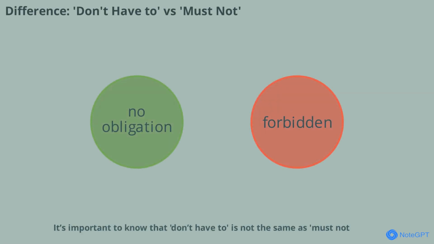It's important to know that don't have to is not the same as must not. Don't have to means something is not required, but must not means something is forbidden. For example, you don't have to pay means it's optional, but you must not pay means you are not allowed to pay. Mixing these up can cause confusion, so be careful with your choice of words.